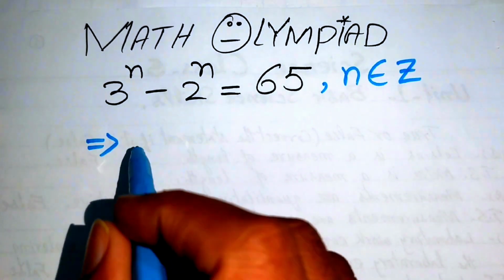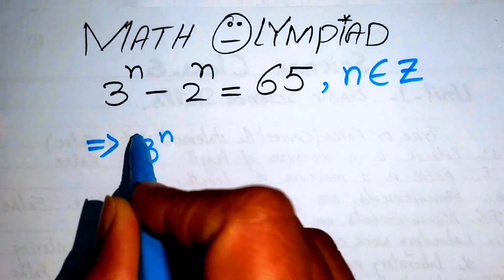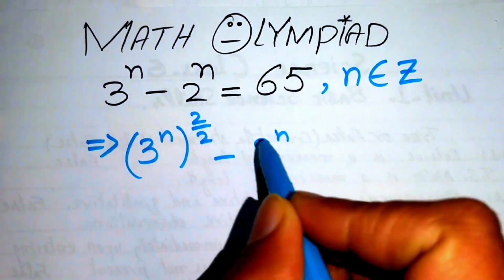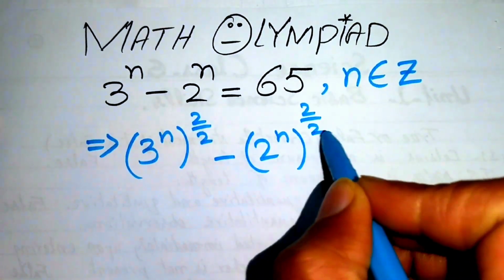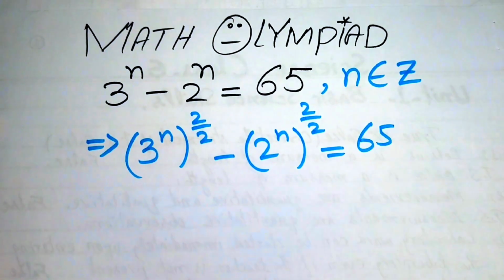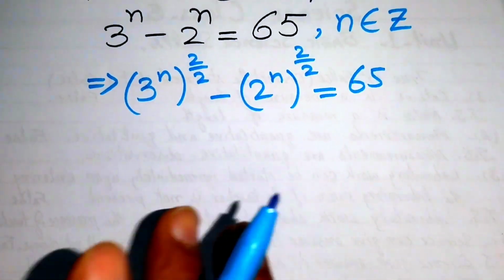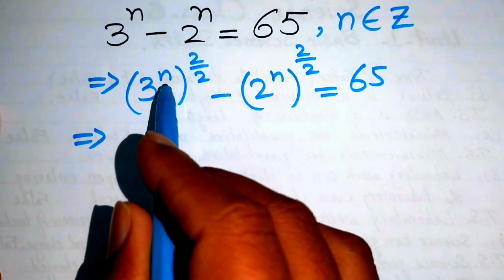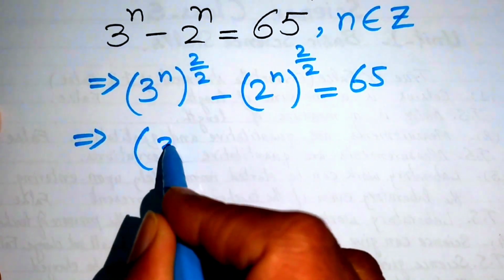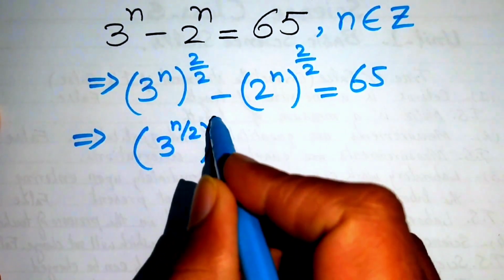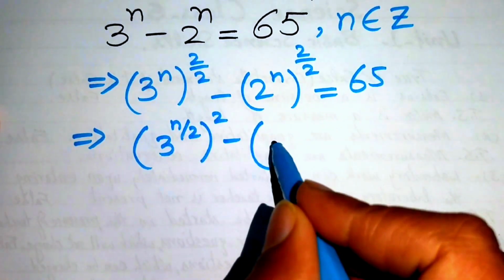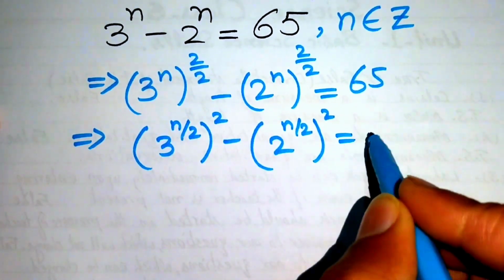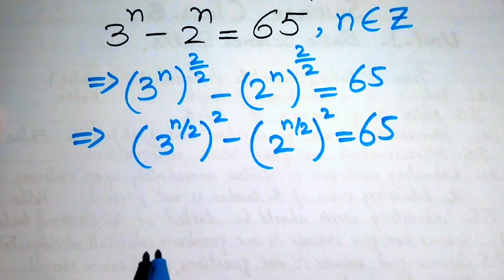of 3 and 2 by 2, and we write it as 3 to the power of n and its whole power 2 by 2 minus 2 to the power of n and its whole power 2 by 2 equals 65. And now in the next step, you see here we multiply this 1 over 2 in the n, and we write it as 3 to the power of n by 2 and its whole square minus 2 to the power of n by 2 and its whole square equals 65.